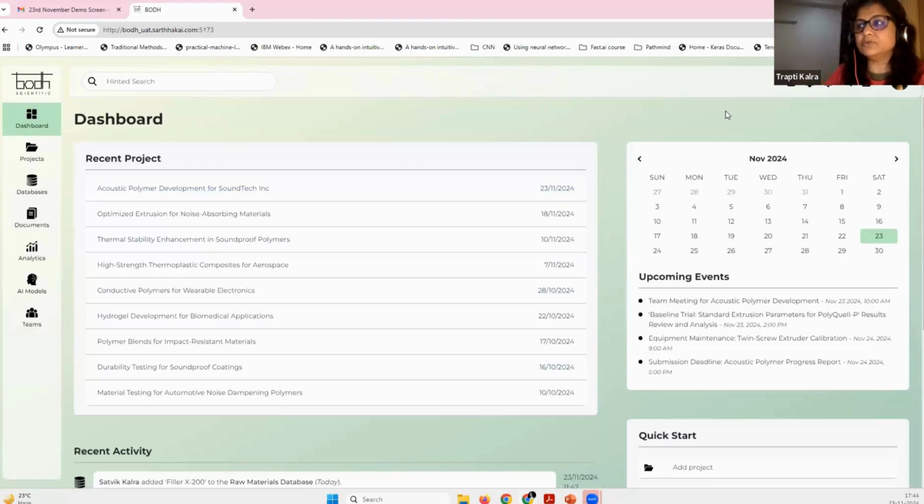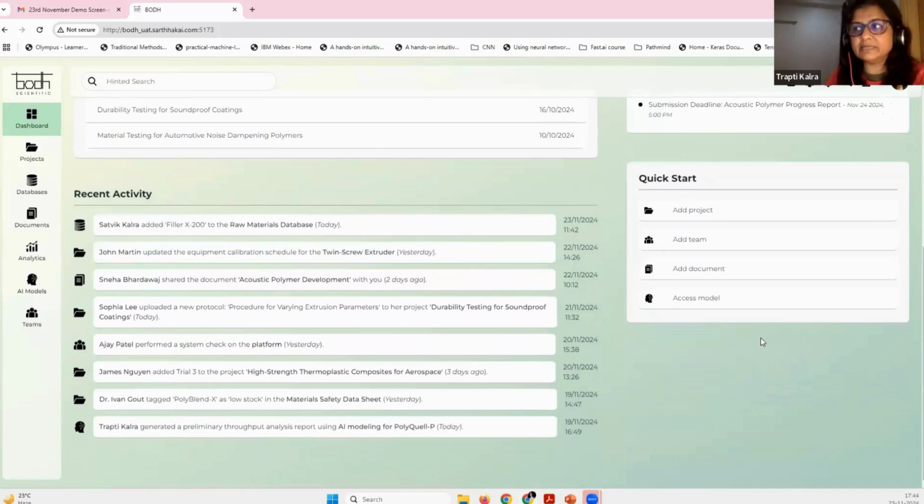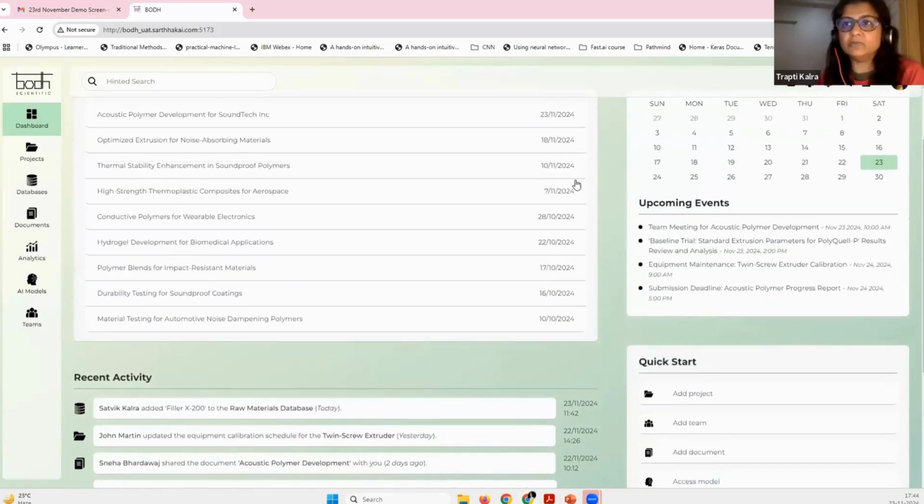And if you just navigate here, I'm just trying to say that this is a really cool tool. So you can maintain your calendars, you can share, you can have a team set up in this to manage the projects within an organization. You can plan all your meetings here. You can quick start to add a team, document, or access certain machine learning models. You can also see what are the recent activities which are happening in this space. So this is the dashboard page from where you can navigate and handle all your work.